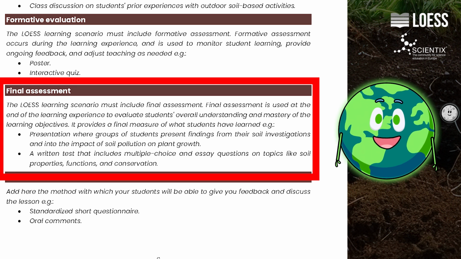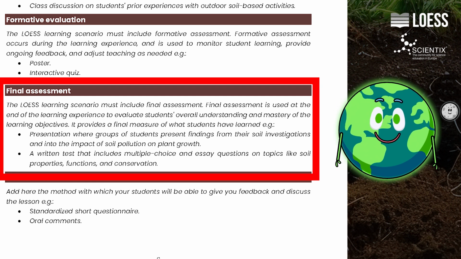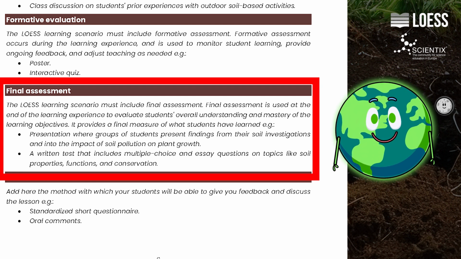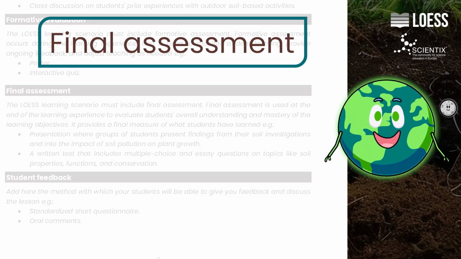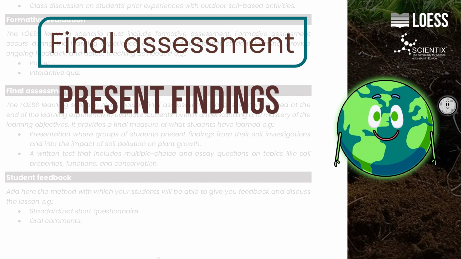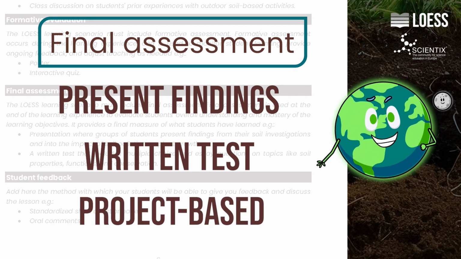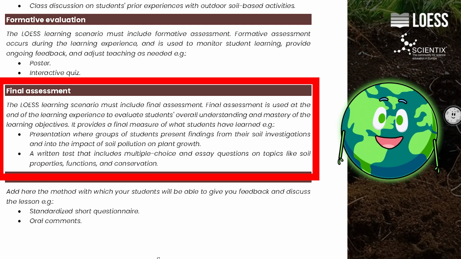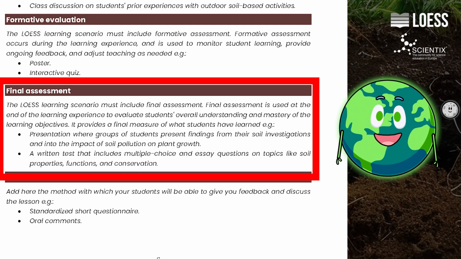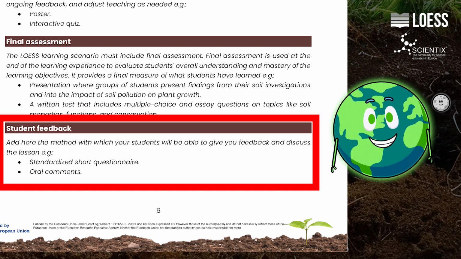At the end of your learning scenario, a final assessment will help measure how well students have mastered the key concepts. When completing this section, choose assessment methods that align with your learning objectives. For example, students might present their findings from a soil investigation, take a written test with multiple choice and essay questions, or work on a project-based assessment, such as designing a soil conservation plan. If your scenario includes group work, make sure to outline how students will be graded both individually and as a team.